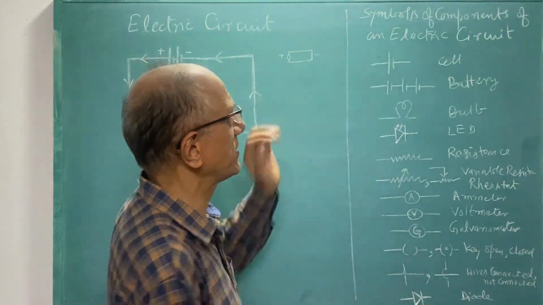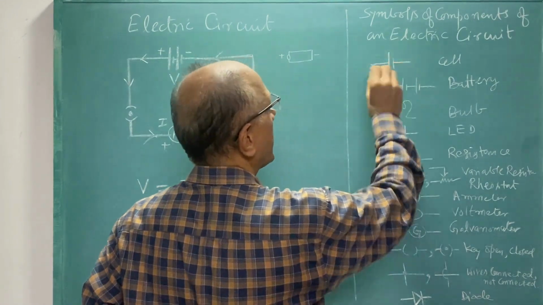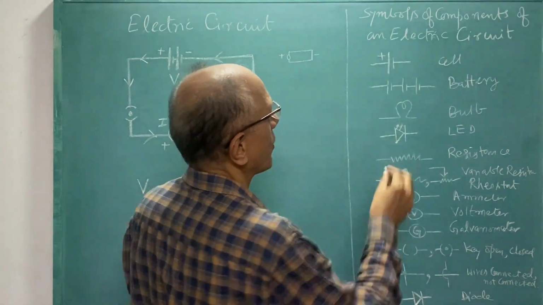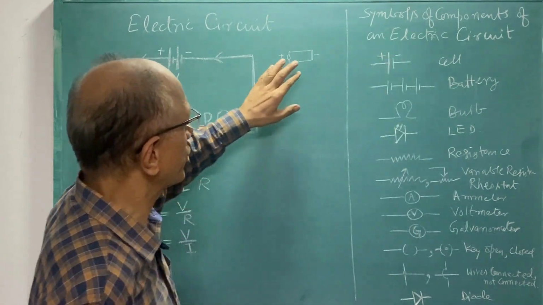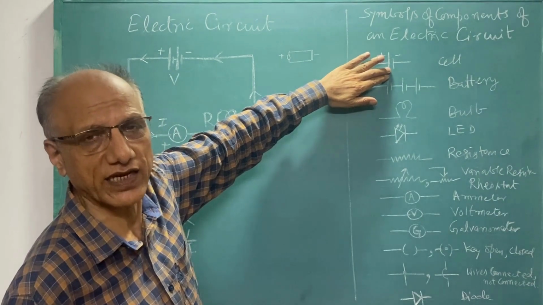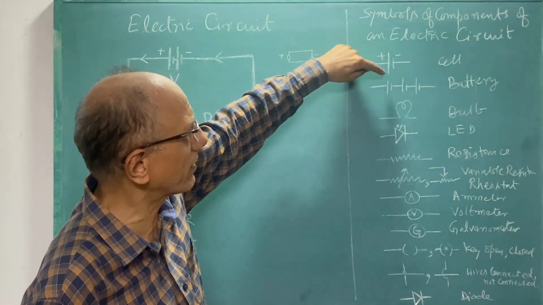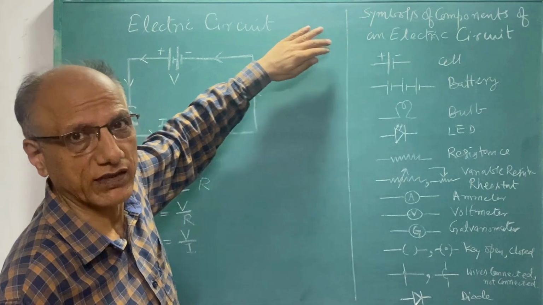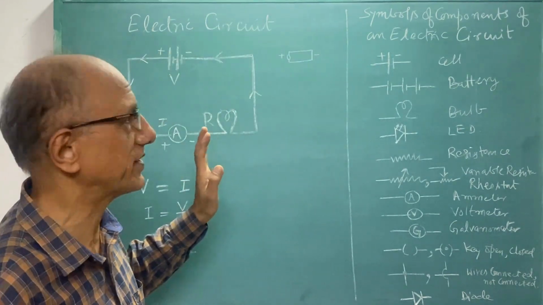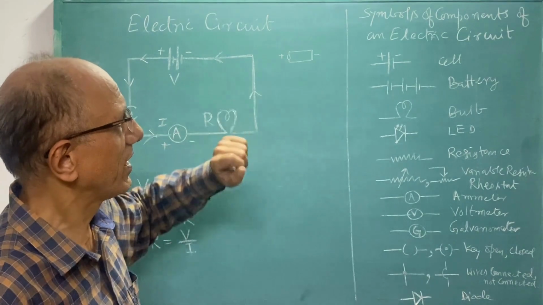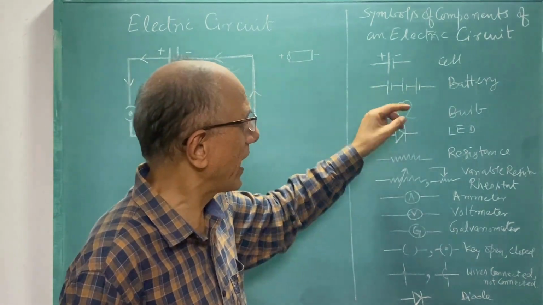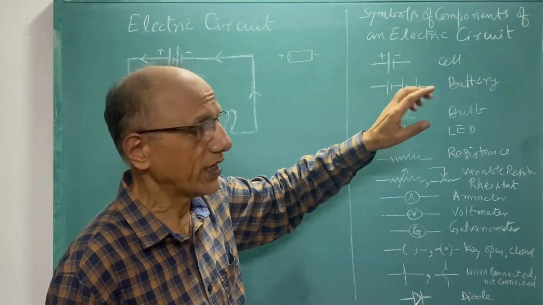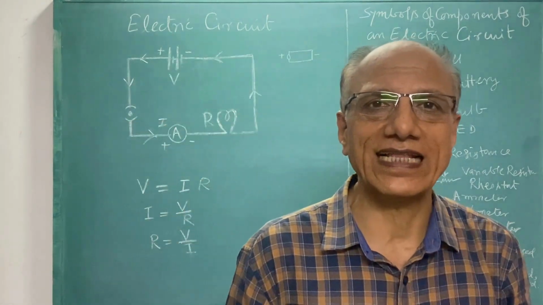The symbol is this: the longer line shows the positive and the smaller shows the negative terminal. Whenever it is connected in series in a circuit, this longer terminal is to be taken as positive and you have to connect the positive terminals of other devices. So this is the cell. Then this is one cell, here is one cell, two cells and three cells and so on. So here you are having cells connected.